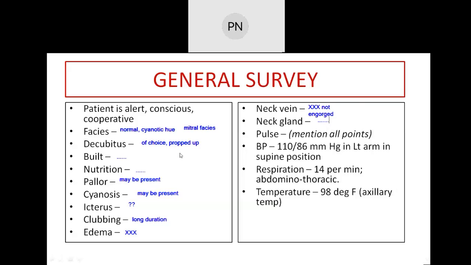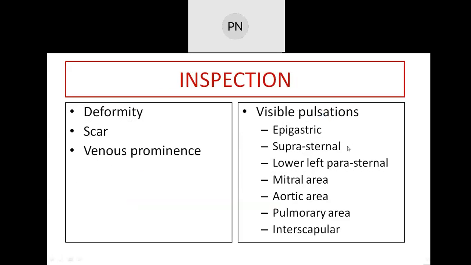So precordial examination typically starts with inspection. And let us see. We are talking here about a 19-year-old boy who has developed mitral regurgitation. So do you think there will be deformity? No, there will be no deformity. Scar depends on previous operation. Venous prominence totally depends. No venous prominence will be present due to right heart failure here, but other minor causes may be present. Coming to visible pulsation.